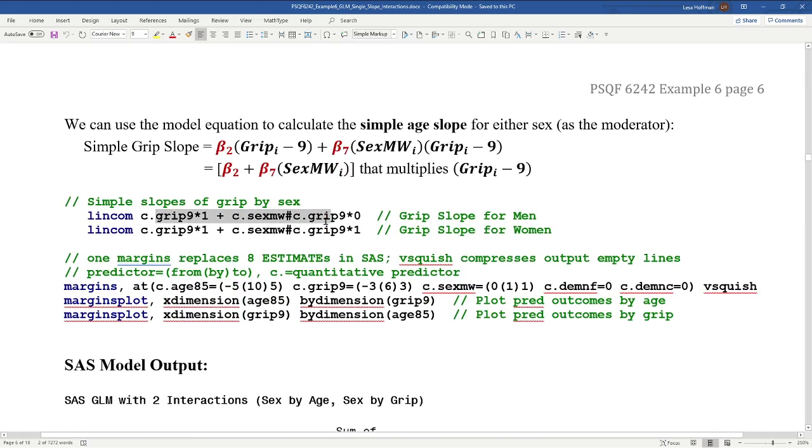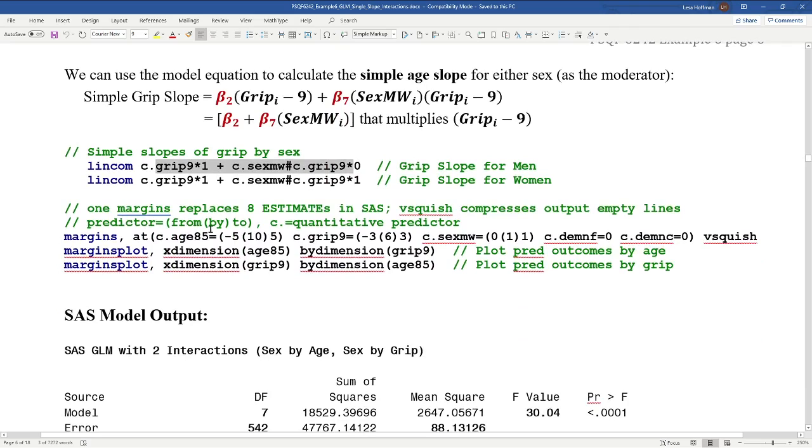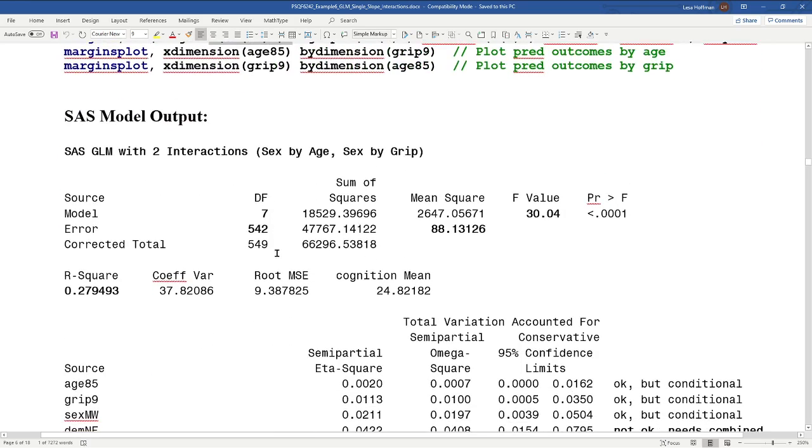Same logic for getting simple slopes of grip strength by gender, and then margins to be able to get predicted values for high and low values of age and grip strength, as well as men and women. And this gives us a range of values, start at -5, in increments of 10, go up to 5. So that's a nice feature of that.